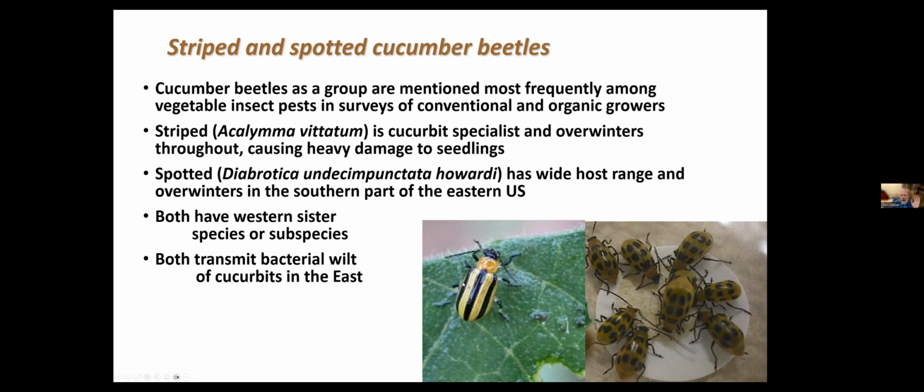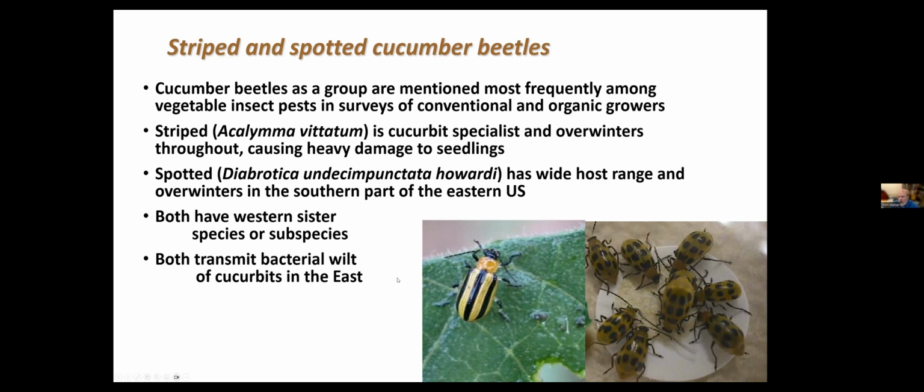If you sow these directly, these striped cucumber beetles especially will cause heavy damage to seedlings. They are very much a specialist. They are on the cucurbits, that family of plants, which are largely native to North America. And we'll get back to that. Here's some spotted cucumber beetles, and they do like cucumbers and other cucurbits, but they have a wide host range, 200 or more flowers. They're all over a lot of things, but they like cucurbits because they have a bitter compound called cucurbitacin in them. We'll get back to that. They both have either a sister species or subspecies out west.